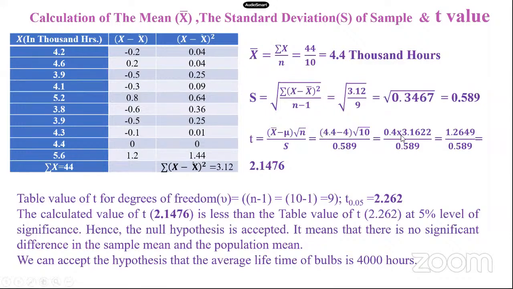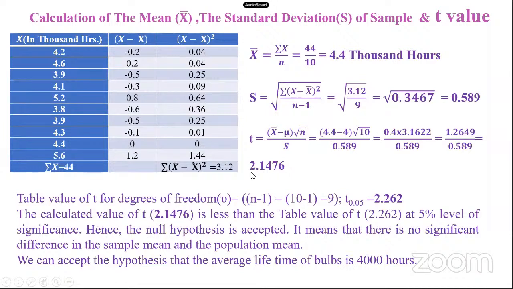4.4 minus 4 is equal to 0.4, into the square root of 10, which is 3.1622, divided by 0.589. Then take the division of these last two, and your answer will be 2.1476. Now, this is the calculated value of t, which will be compared to the table value.